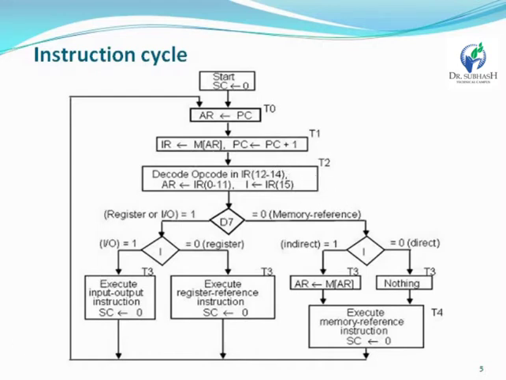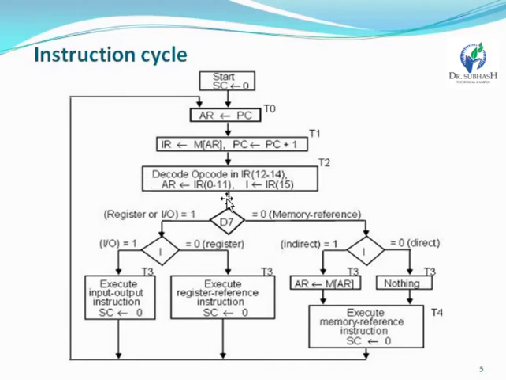We can explain it using the previous example and the previous slide. So the initial condition is that the sequence counter is 0. Then the program counter gives the address of memory. Then the address is stored in the address register. Then the program counter is incremented. Then the memory content goes to the IR, the instruction register.